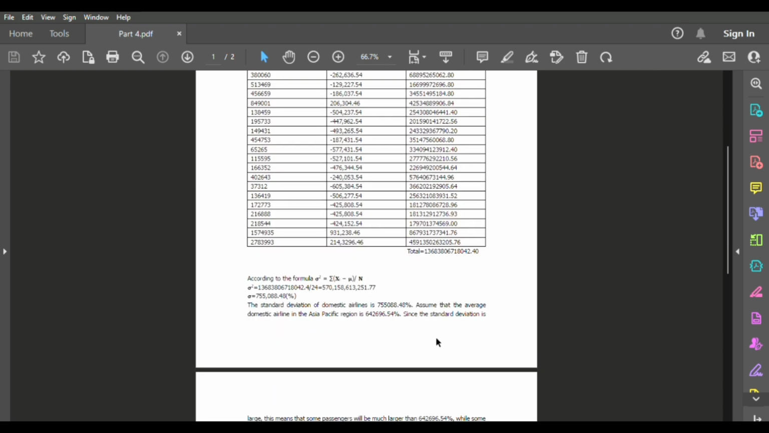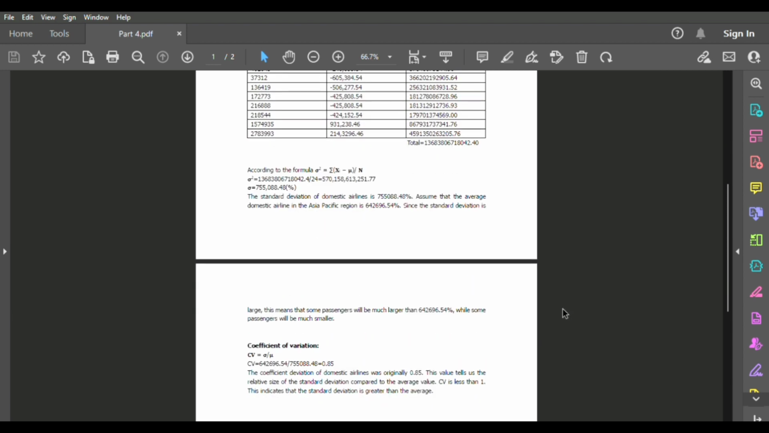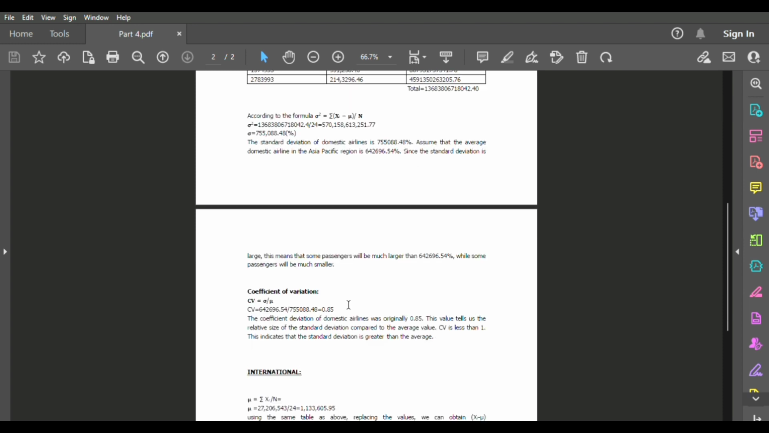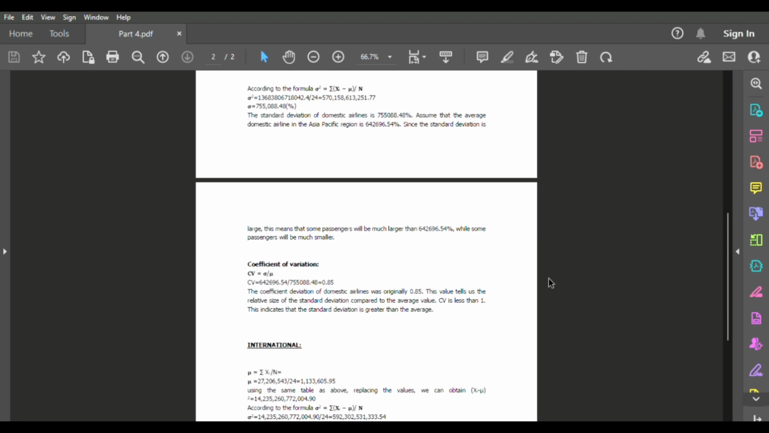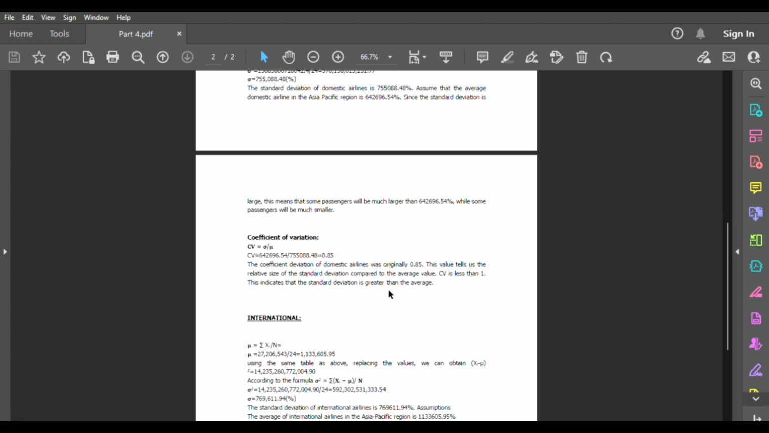Also, the coefficient of variation of domestic airlines is calculated to be larger than 1. The value tells us the relative size of the standard deviation compared to the mean. This shows that the standard deviation is greater than the mean.